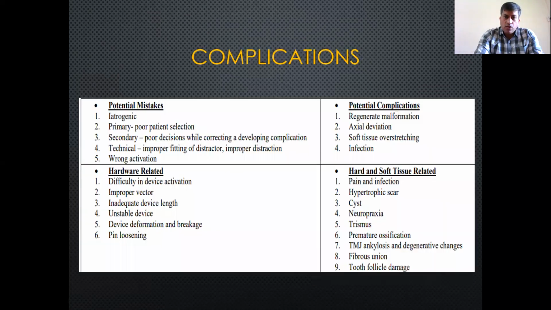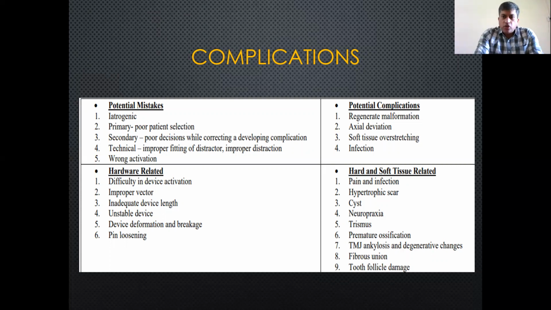So now let us quickly look at the complications in distraction osteogenesis. For ease of understanding, the complications can be categorized as potential mistakes, potential complications, complications related to hardware, and complications involving hard and soft tissues. Now, potential mistakes can be all iatrogenic mistakes, poor patient selection, poor decision making while correcting the initially developing complications, improper fitting of the design, improper placement of the distractor, and wrong activation protocol.